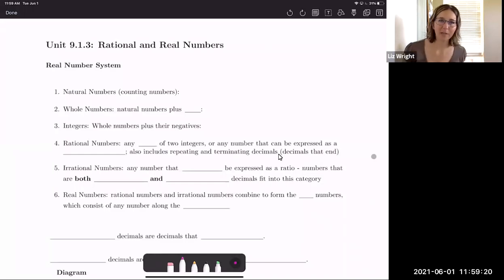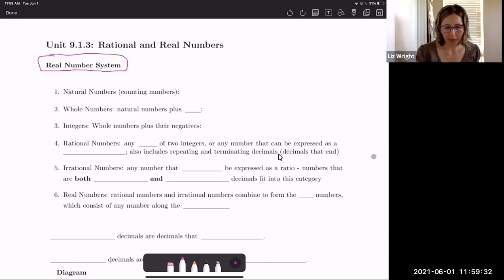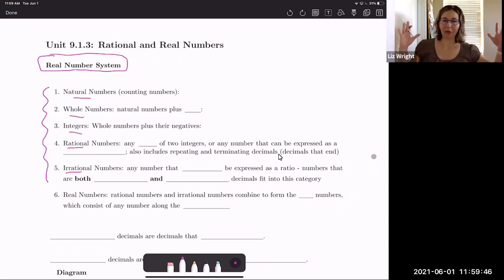Hi, everybody. In this video, we're going to be talking about Unit 9.1.3, which is the rational and real number system. That's what you see here, this real number system, our title here. We are going to talk about the different subsets that the system makes up. The real number system is made up of natural numbers, whole numbers, integers, rational, and irrational. And the real numbers is like the entire umbrella of all of those categories, all of those subsets. That's what that's called.